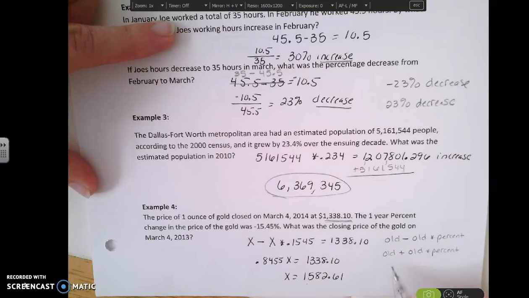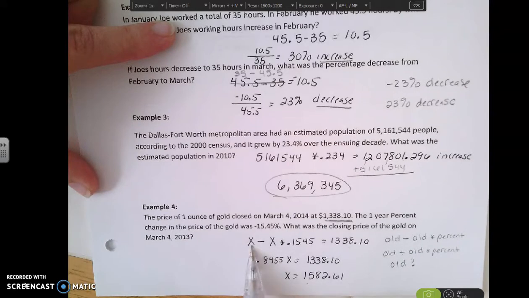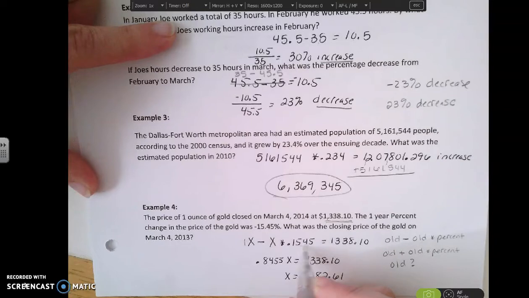So the old price is what we don't know. We don't know how much the old price was. So X is our old price minus the old price times the 15.45% equals 1,338. This is actually saying 1 minus 0.1545, which is 0.8455. And then we're going to divide both sides by that. So X equals 1,582. So this is the price in 2013. Okay, so let's look at a couple more examples.